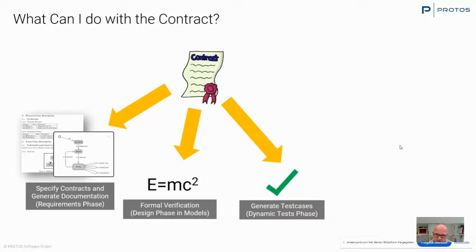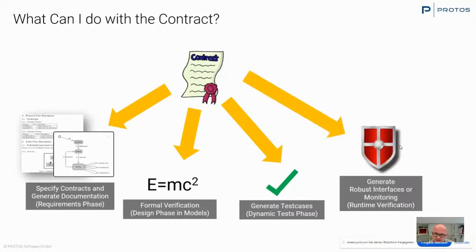And you can generate test cases to prove that your system works, or to prove that the system does not work according to the contract. And the last possibility here is to generate robust interfaces or monitoring interfaces between two components, for example, or between your system and the environment, to verify the correct behavior during runtime.